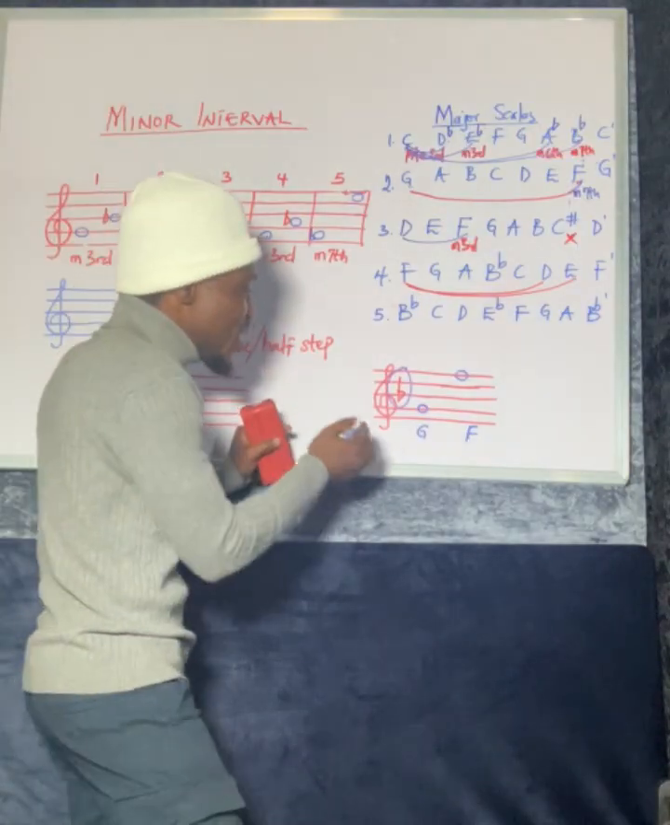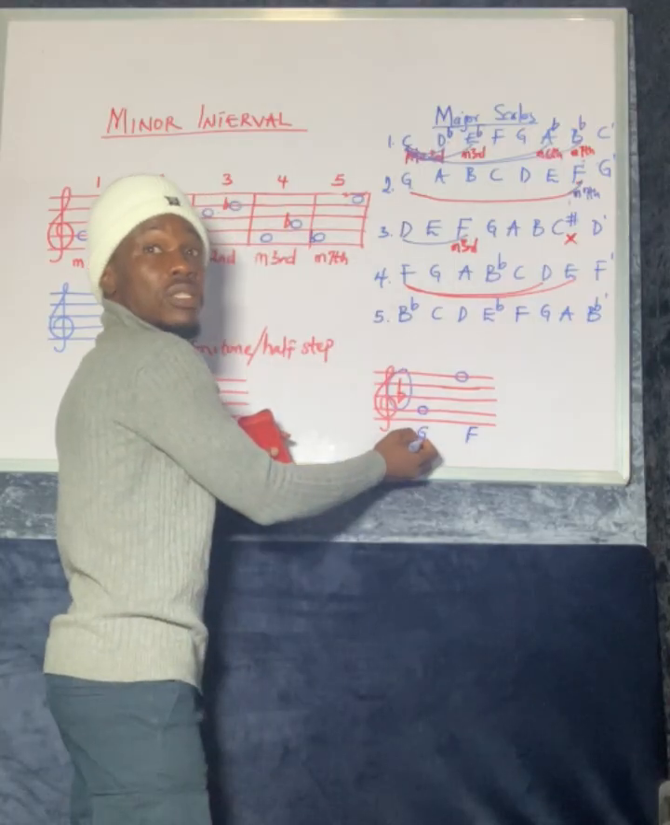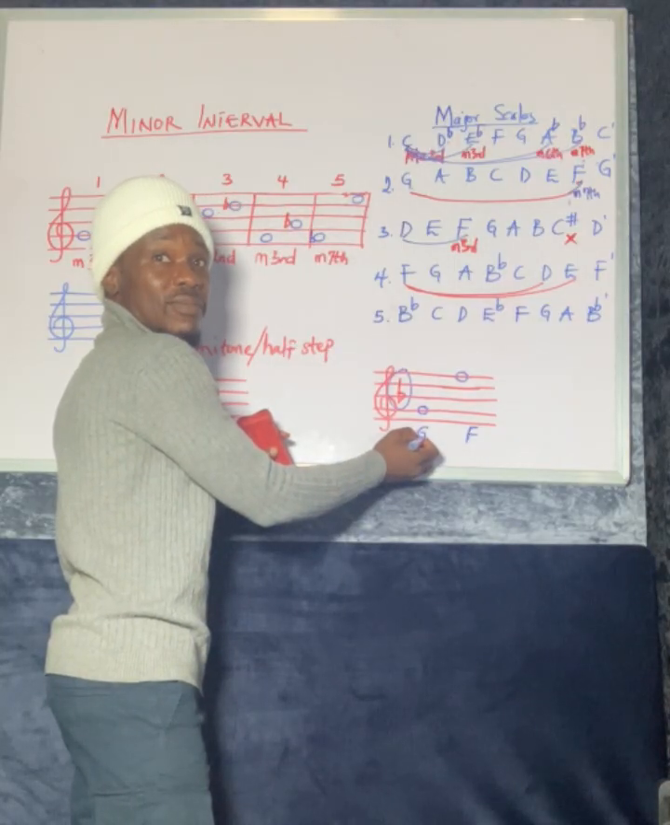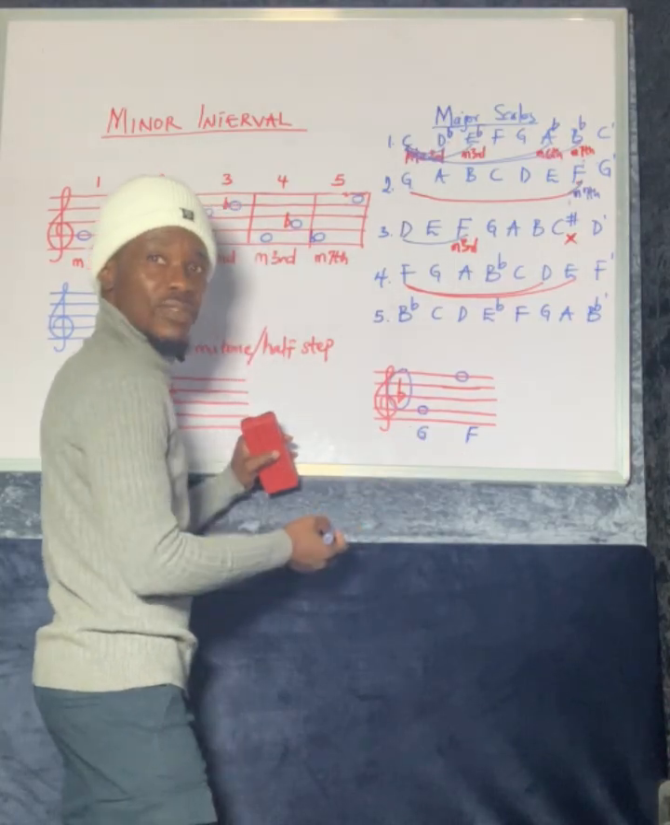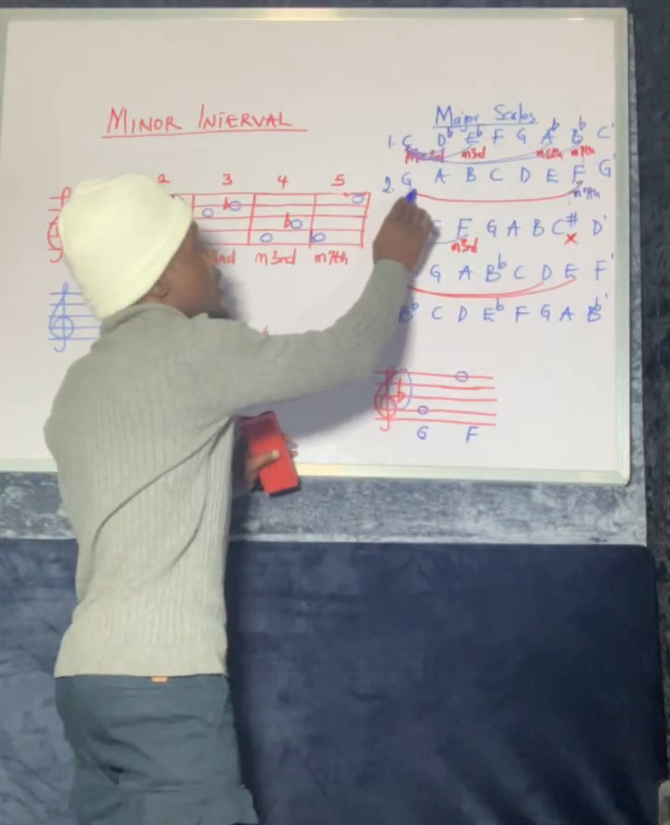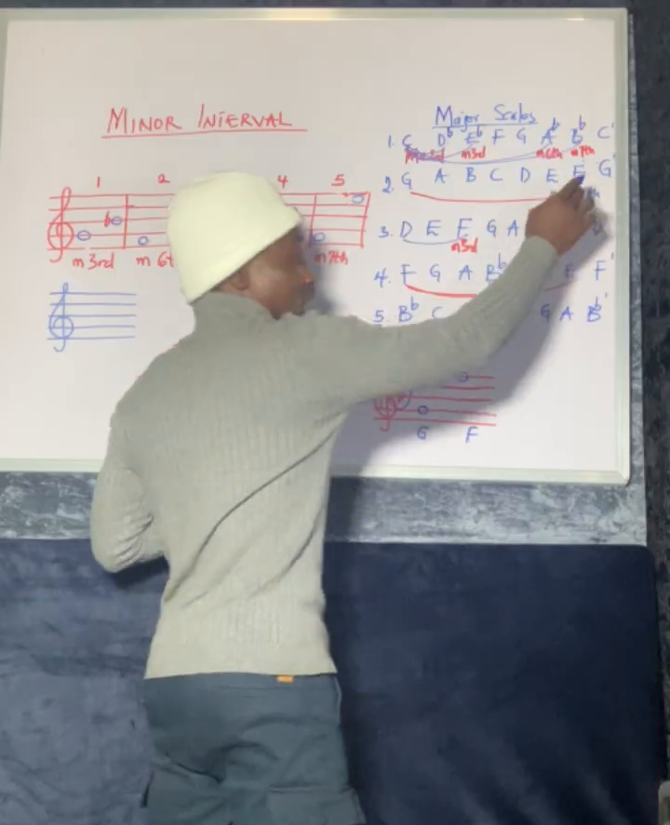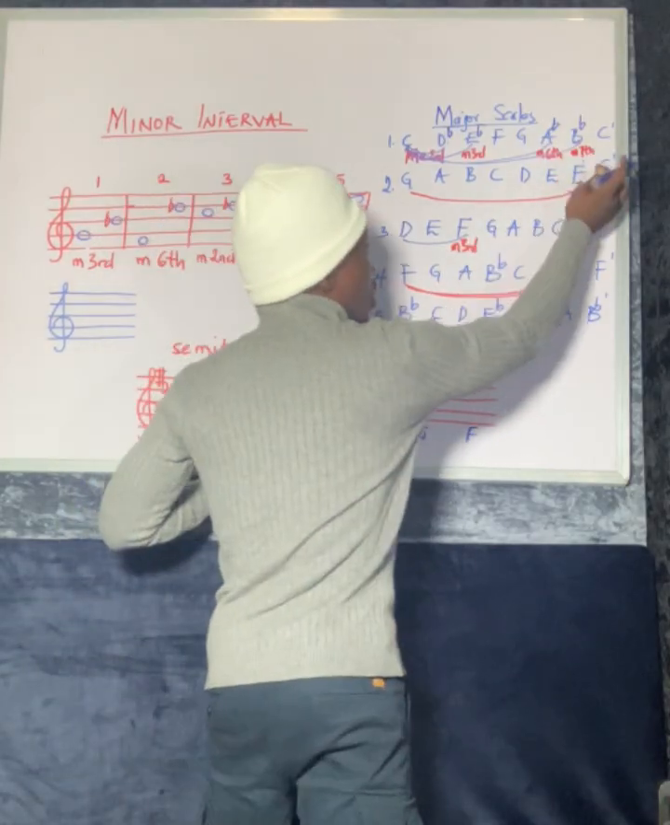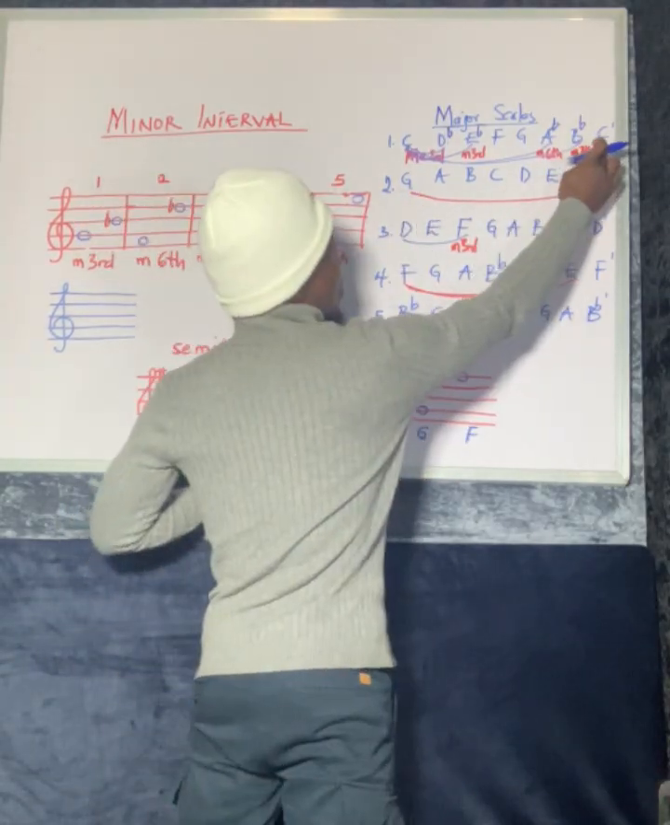Okay, you are still dealing with the scale of what? G major. All right. So G to F. What is G to F? Go back to the scale of G major. G to F sharp. Don't forget in the scale of G major, we have F sharp here.